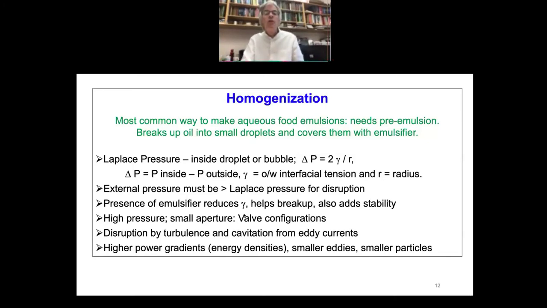So at any rate, this is what the homogenization principle is all about. We apply enough external pressure to overcome the internal pressure in the droplet, and that causes the droplet to be further dispersed, and then the emulsifier that's there adsorbs to that new surface area and provides stability as a result of that.